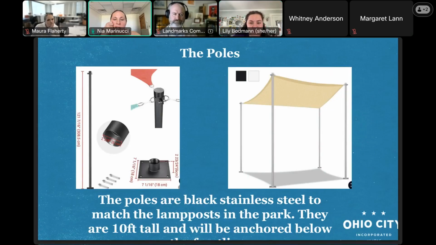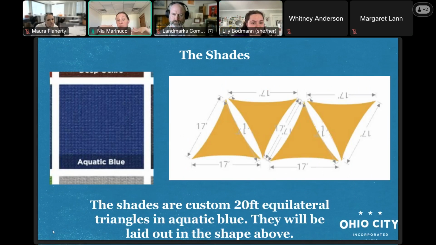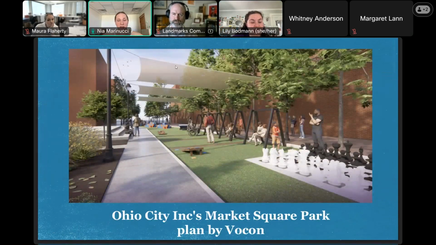Thank you, Lily. To clarify that first rendering, we're just looking at the sunshade, right? Yes. Okay. Is this aspirational, or is this something that's going to be installed? So I have aspirations of swing benches. I think that they would be a really great and welcome addition to the park.